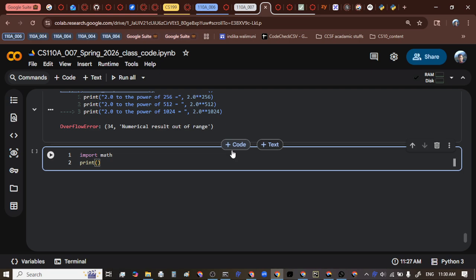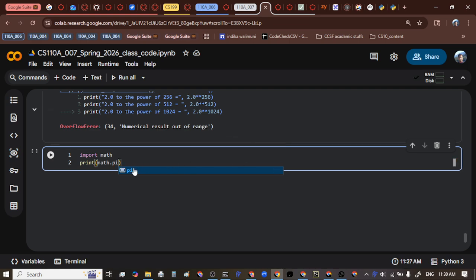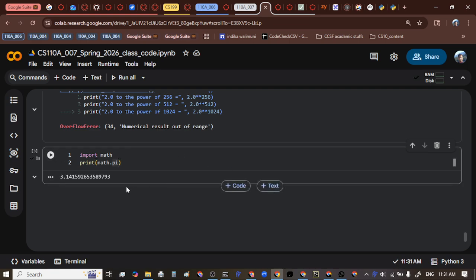Okay, so this is how you print it. So math dot pi. It's a value, so it's not a function, it's just pi. Okay, and then you print it, you get pi's value. Let's say that you wanted to print pi's value, but you want to round it. That we call formatted output.